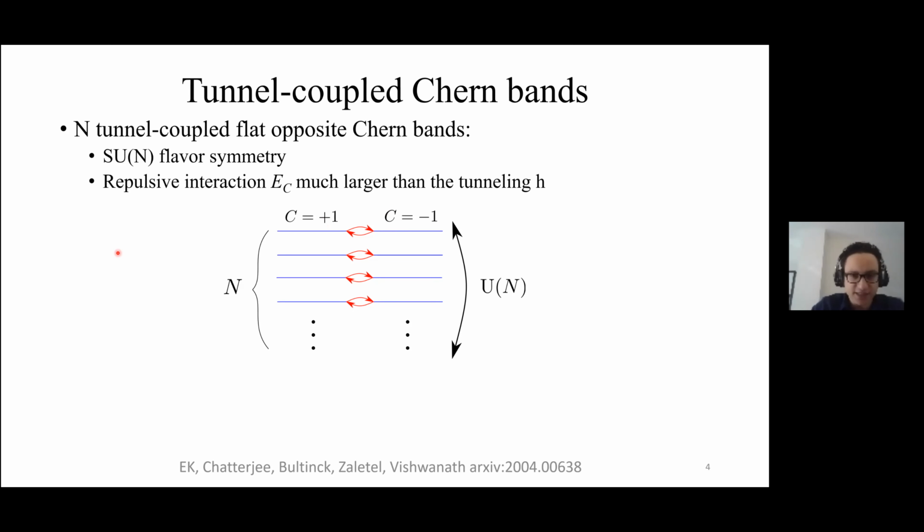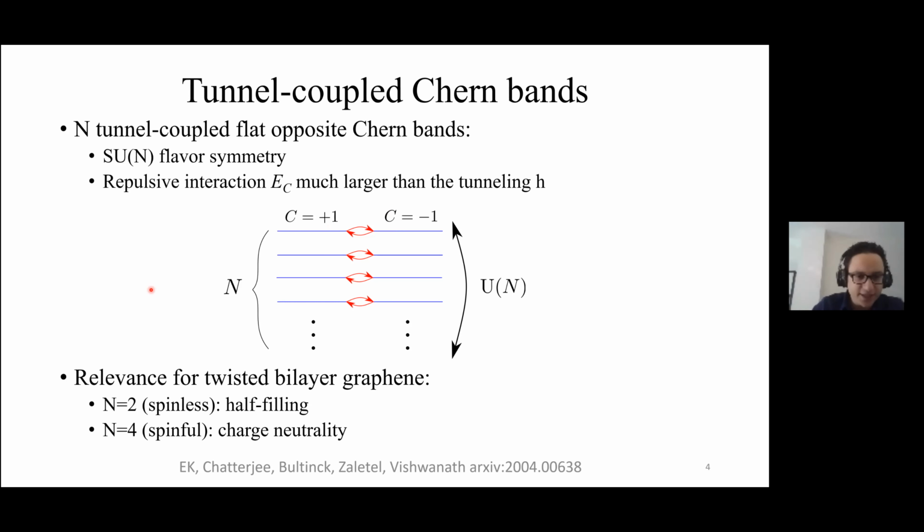And just to orient you on the relationship with twisted bilayer graphene, if we take the case of n equals 2, so we take only 2 bands in each sector, this essentially corresponds to a spinless version of twisted bilayer graphene, which is likely relevant to half filling, where one spin species is completely filled and all the action happens in the other spin species. And the n equals 4 case corresponds to the full twisted bilayer graphene case, which is likely relevant to the physics close to Chern.